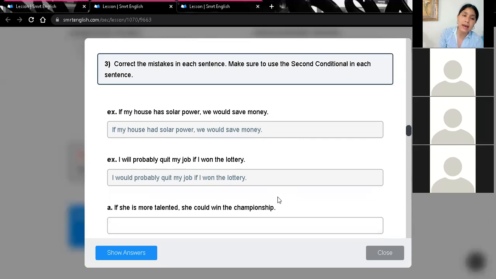Let's see the second example. It says, I will probably quit my job if I won the lottery. What is the mistake? This will, because I cannot use will with the past tense clause. So I'm going to use, I would probably quit my job if I won the lottery.